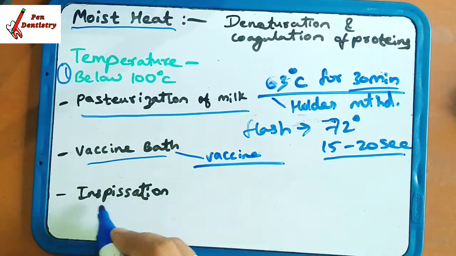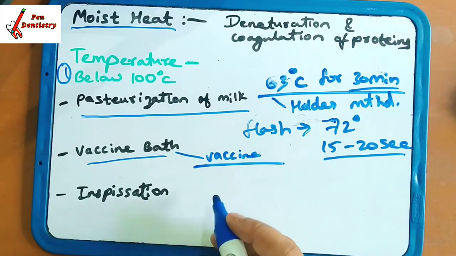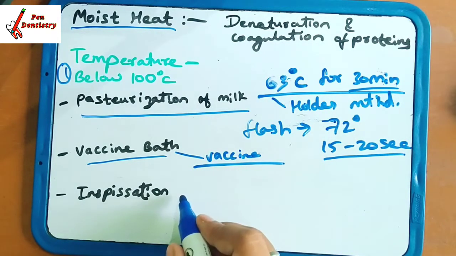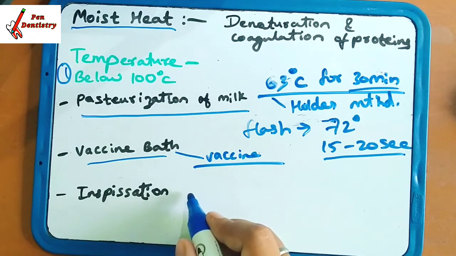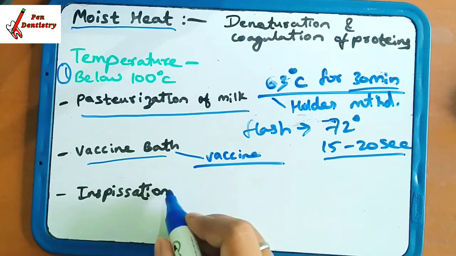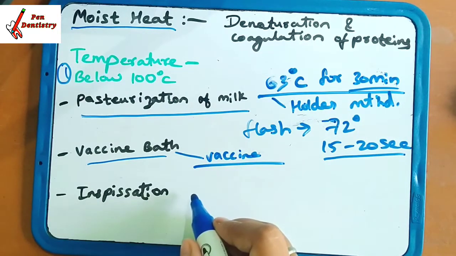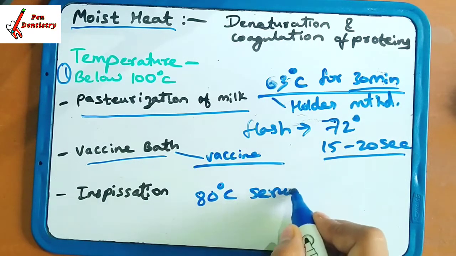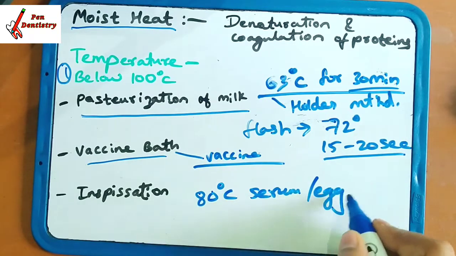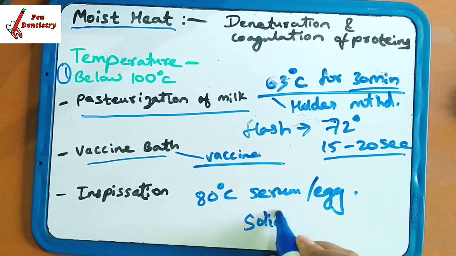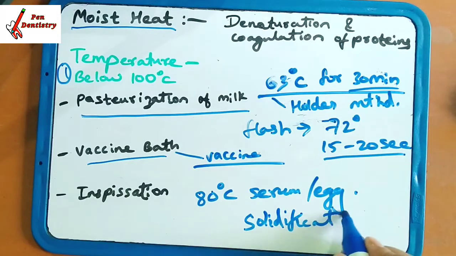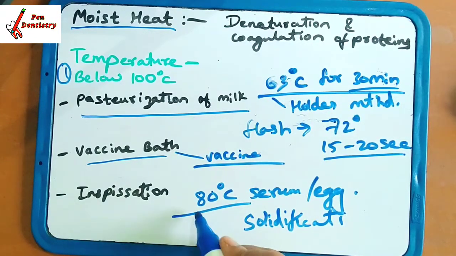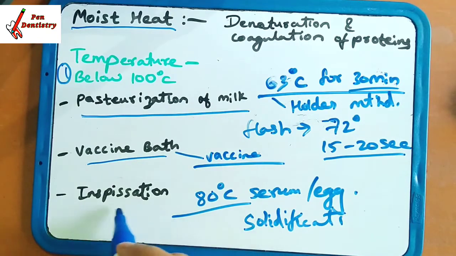The last one is inspissation. Here serum or egg is taken and slow solidification takes place at 80 degrees Celsius. This is known as inspissation.